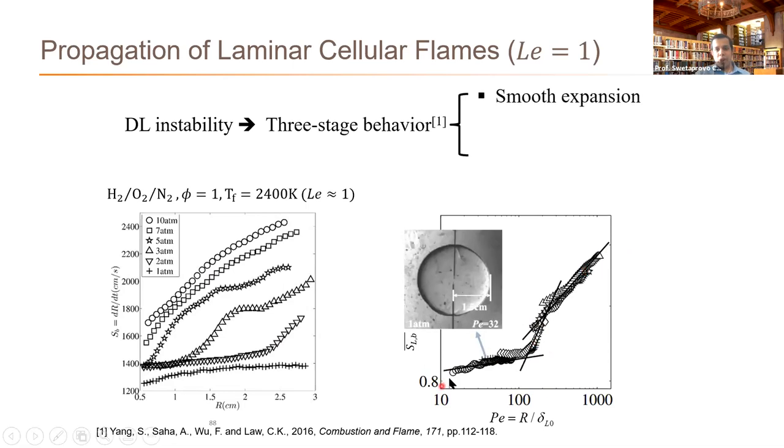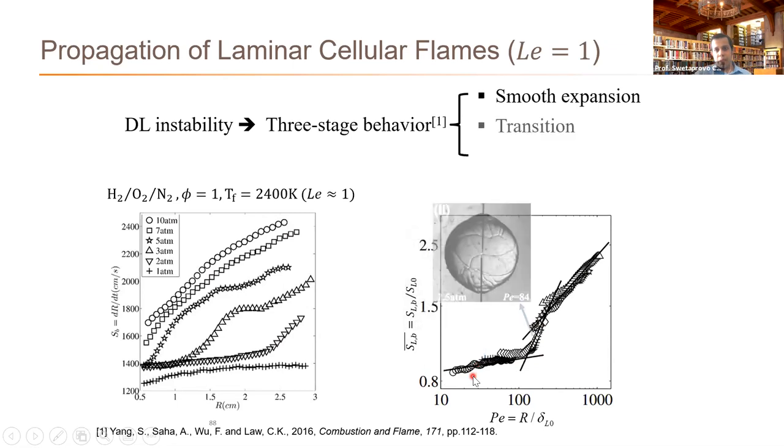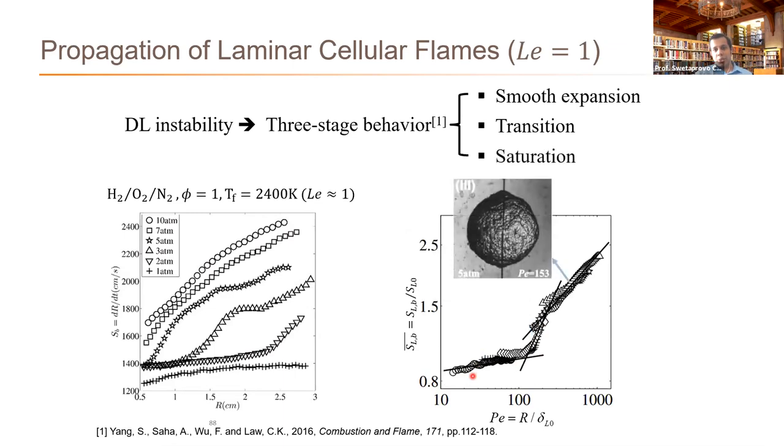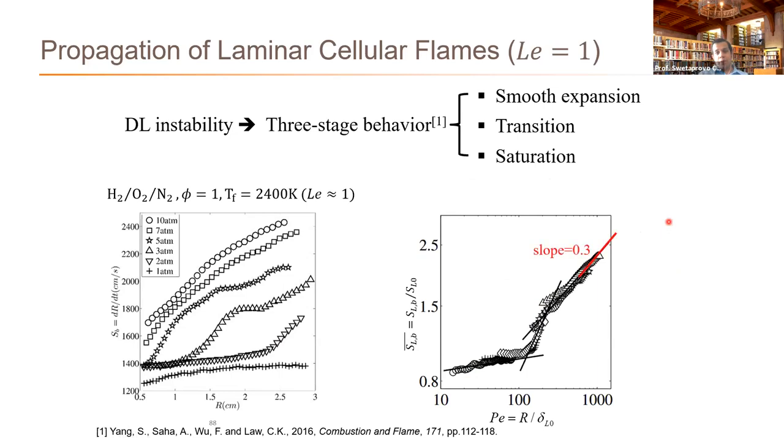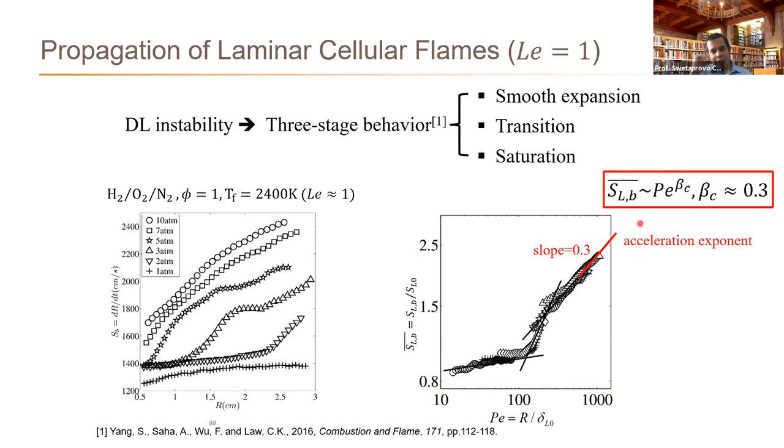That is, this stage at small Peclet number is dominated by smooth expansion. In this intermediate stage, it is dominated by transitions from the smooth expansion to this fully saturated regime. And this is the saturation where you see that this exponent is approaching a constant value, this power law scale. And this has got a slope of about 0.3. It fluctuates between 0.3 and 0.35 around. So this is the acceleration exponent we can expect in fully hydrodynamically unstable conditions that is promoted by this study as Darrieus-Landau instability. So this condition, if we represent this by beta C, we get beta C is about 0.3, okay?